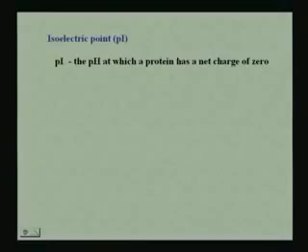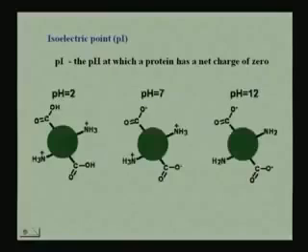Now, the isoelectric point also exists for the protein. What is this? This is the pH at which the net charge on the protein is 0. Now, what do we mean by the pH at which a protein has a net charge of 0? The protein is going to have a large number of amino acid residues. Some of them may be acidic, some of them may be basic. So, each of them is going to lose its protons at different times.